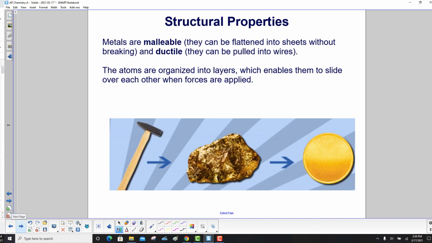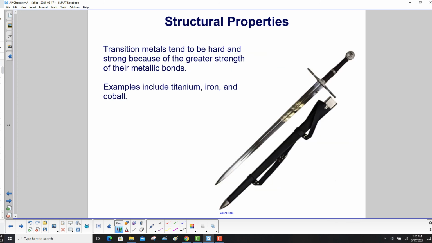Metals are malleable, and what does that mean? They can be flattened into sheets without breaking, and here's an example of some malleability here, and also ductile. They can be pulled into wires, which is very handy for copper wires that are used in electric systems. The atoms are organized into layers, which enables them to slide over each other when forces are applied. Transition metals tend to be hard and strong because of the greater strength of their metallic bonds. Examples include titanium, iron, and cobalt.